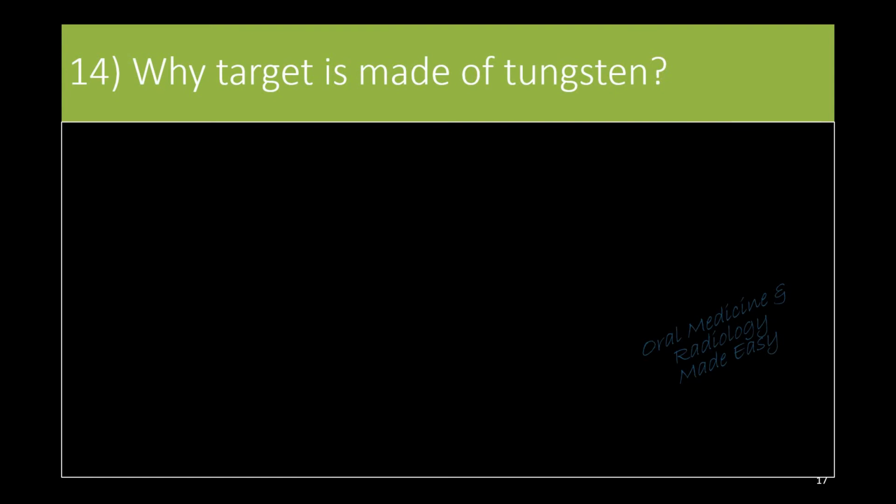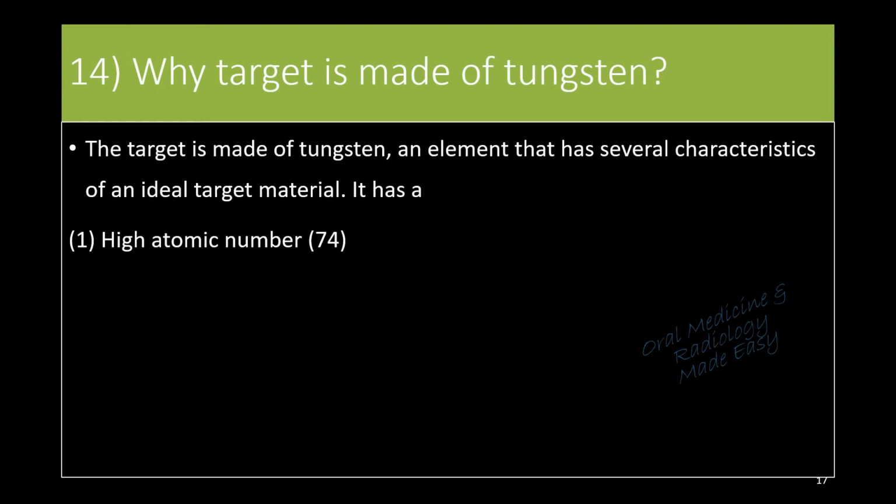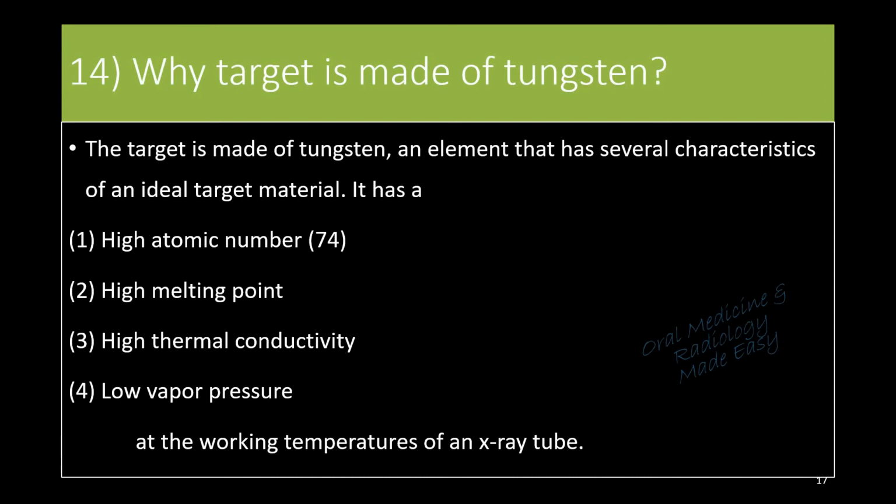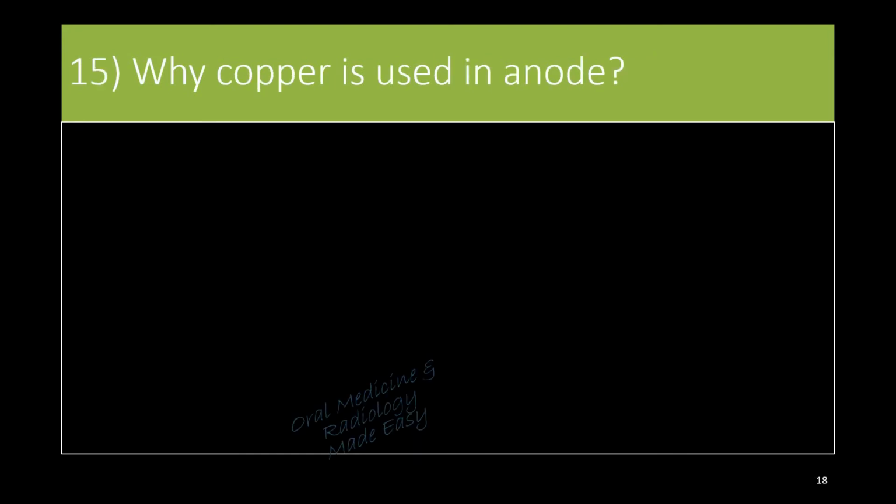Why is the target made up of tungsten? The target is made up of tungsten because of its characteristics of an ideal target material. That is, it has a high atomic number, a high melting point, high thermal conductivity, and low vapor pressure at the working temperature of an X-ray tube. So these are the characteristics which make it suitable to be a target material.